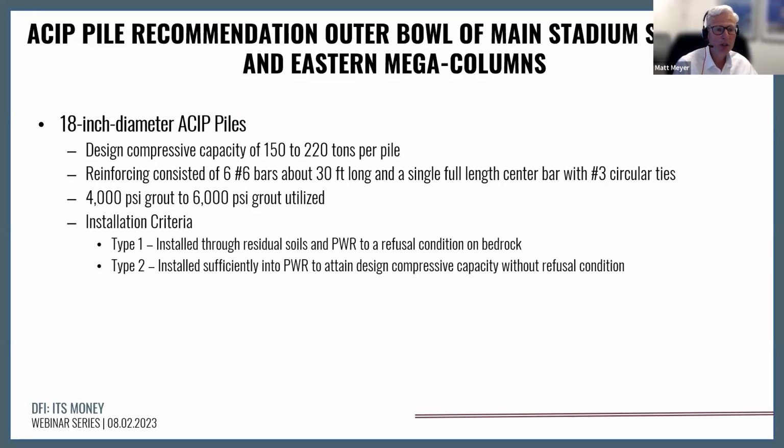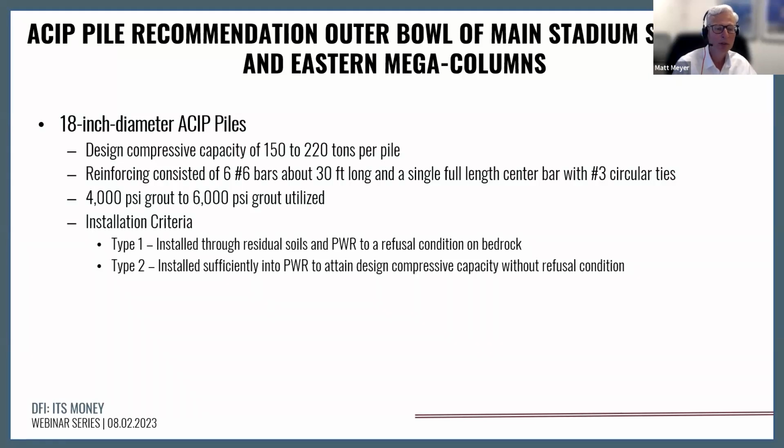So moving into our initial thoughts, as I mentioned before, the auger cast and place pile solution was implemented for the outer bowl and the eastern mega columns. We utilized 18-inch diameter auger cast and place piles, having design compressive capacities on the order of 150 to 220 tons, reinforced as indicated here, with a range of grout strengths from 4,000 to 6,000 PSI, and two installation methodologies were initially proposed. The type 1 being a condition where we would install to refusal.